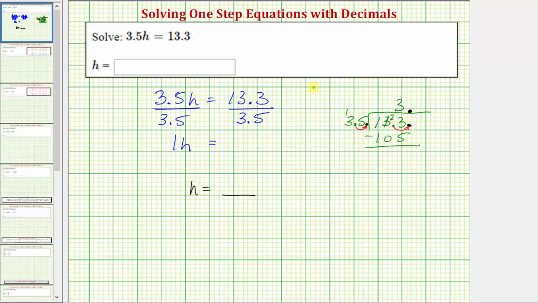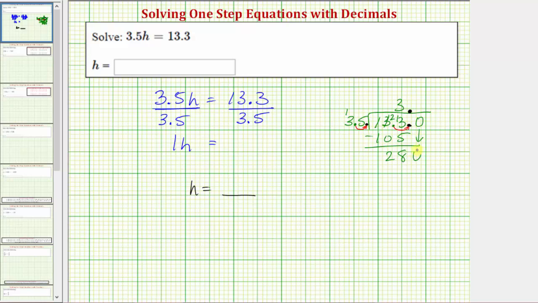The 3 changes to a 2. Now we have 13 ones. 13 minus 5 is 8. 2 minus 0 is 2. And 1 minus 1 is 0. Because we're looking for the quotient as a decimal, we need to continue dividing. To do this, we can add a 0 to the right of the decimal point in the dividend here. Notice by adding a 0 here, because of the decimal point, we're not changing the value of the dividend.